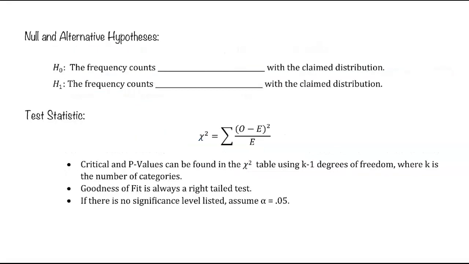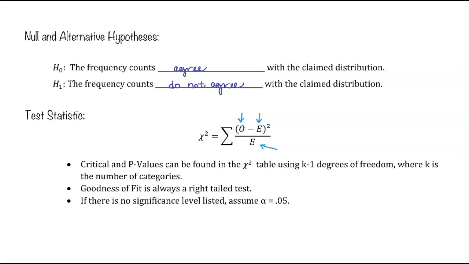With a goodness of fit test, the null hypothesis is that the frequency counts agree with the claimed distribution. The alternative hypothesis is that the frequency counts do not agree with the claimed distribution. The test statistic is a chi-square statistic, and it's calculated like this. We take each observed frequency and find the difference between that value and the expected frequency for that category. We square this difference and then divide by the expected frequency. Once we've done that for each category, we add them all up, and that's our test statistic.